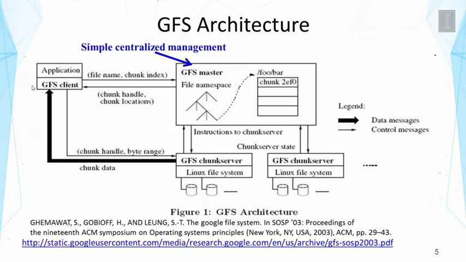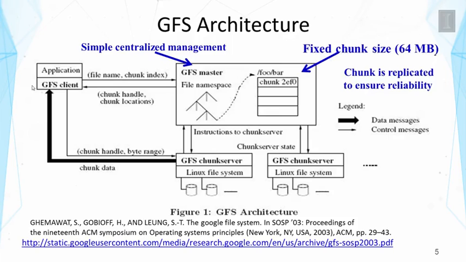So when this file system stores the files on machines, the system also would create fixed sizes of chunks. So the data files are separated into many chunks. Each chunk is 64 megabytes. So it's pretty big, and that's appropriate for large data processing. These chunks are replicated to ensure reliability.